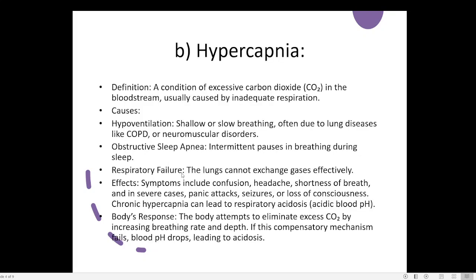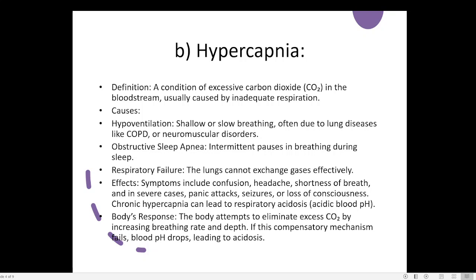Then another situation is that a neuromuscular disorder can also lead to hypoventilation. The person may not be able to breathe at a normal rate. Then another situation other than hypoventilation is obstructive sleep apnea, with intermittent pauses in breathing. Some people have that situation. During sleep, they may not be aware that they are not breathing for some time. Even during sleep you should be breathing continuously, but if you stop breathing for a few seconds or a few minutes, that situation is known as obstructive sleep apnea. In some people such a situation happens.